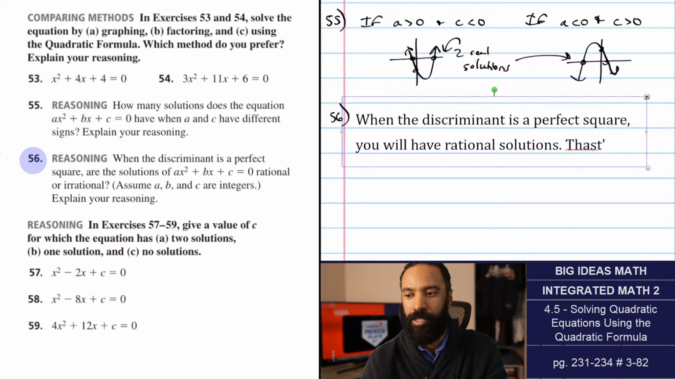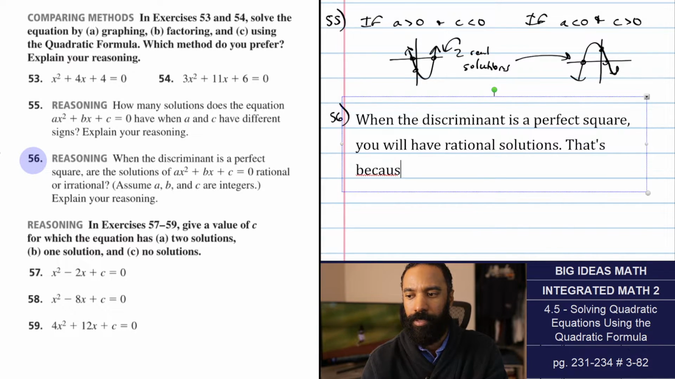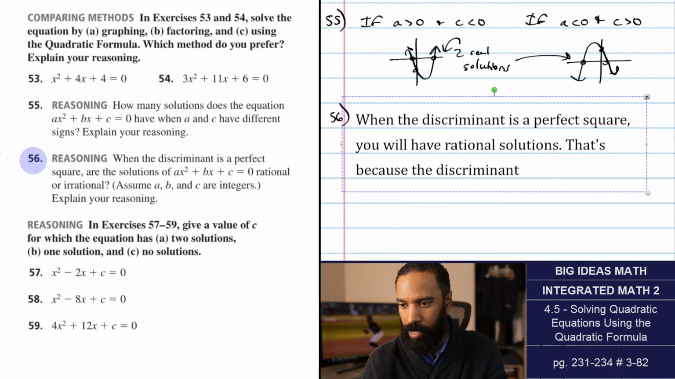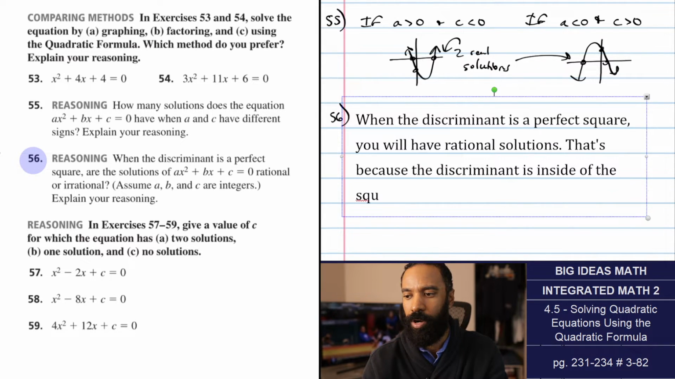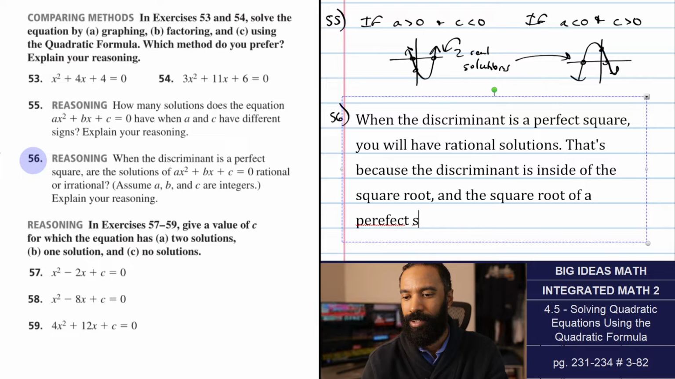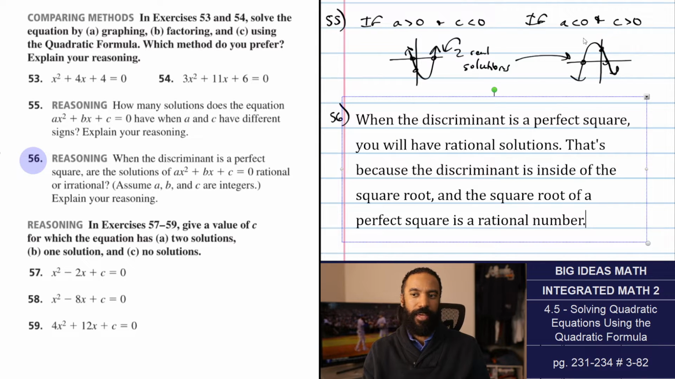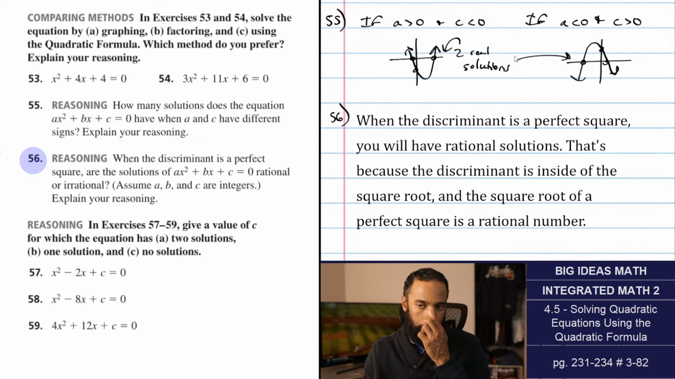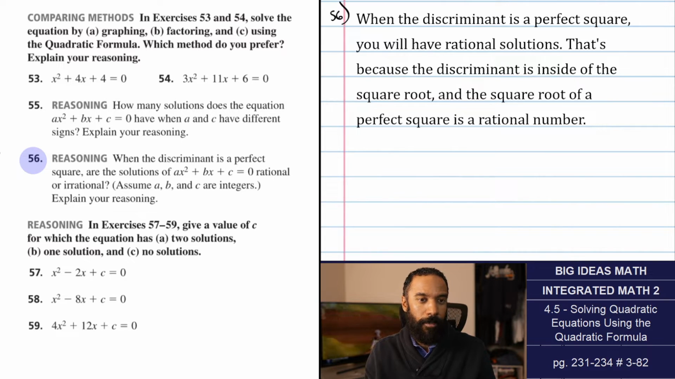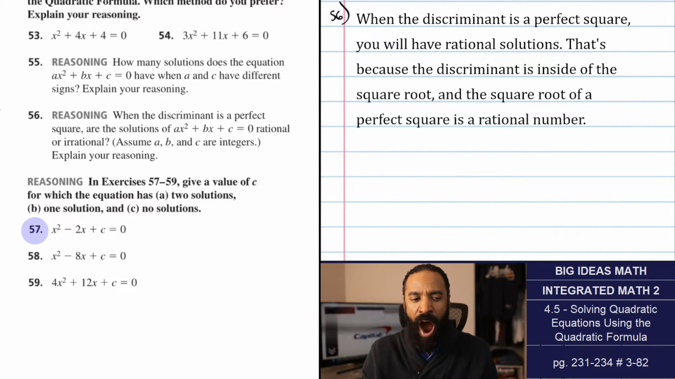That's because the discriminant is inside of the square root, and the square root of a perfect square is a rational number. And then you're only dealing with rational numbers after that, so it's all good. Okay, 57, 59.